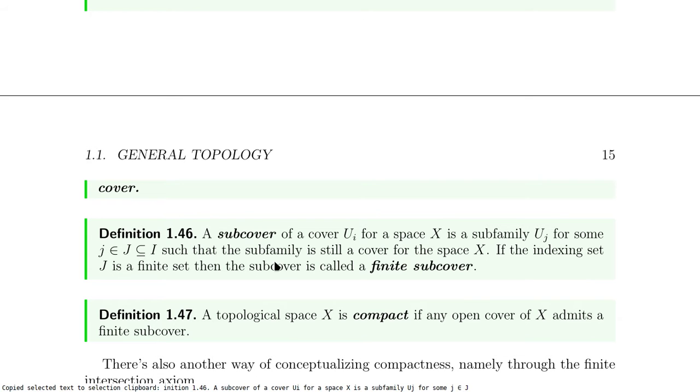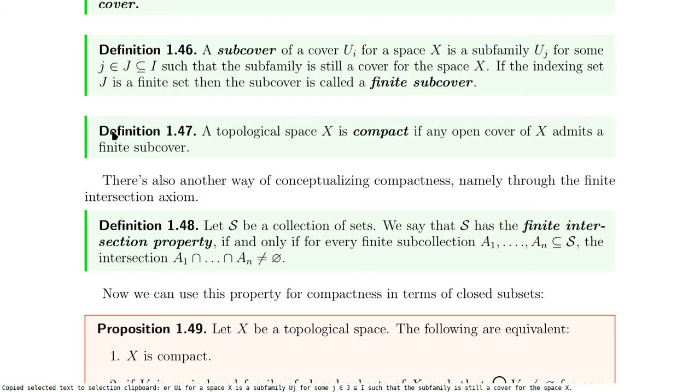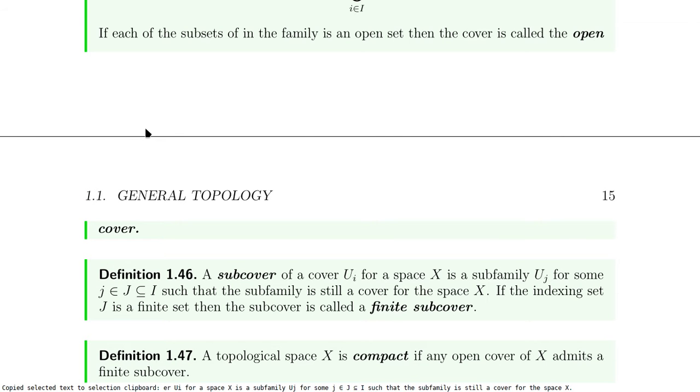So it's still a cover. And if your indexing set J is going to be a finite set, then the subcover is going to be a finite subcover. A finite subcover is going to be of quite importance to us when we go into paracompactness and essentially defining manifolds. The definition of a manifold is going to depend on that. So anyways, we have a cover, we have a subcover.